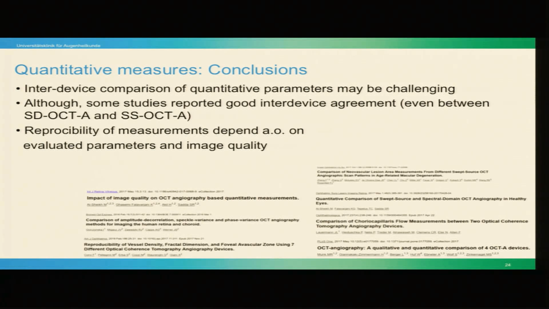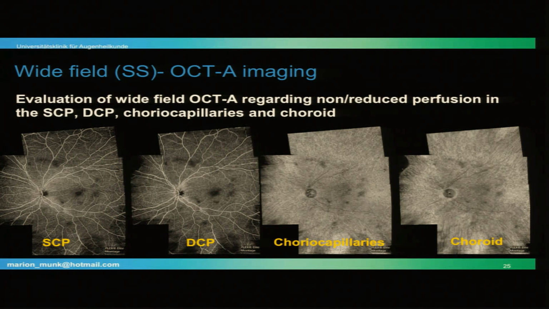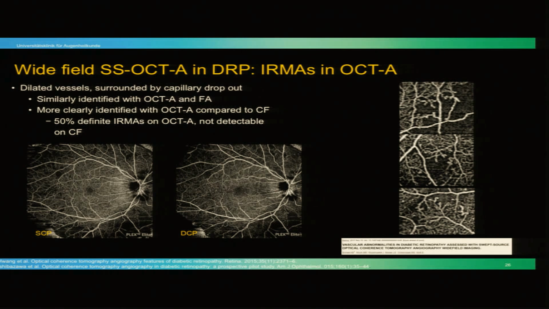So in terms of their quantitative measurements, we can say that the inter-device comparison of the quantitative parameters may be quite challenging, at least right now, although some studies have reported good inter-device agreement. And the reproducibility of the measurements depends, among others, on the evaluated parameters and on the image quality. And as I still have a little bit of time, I want to go into detail a little bit on wide field OCT-A images, because I think it's a very intriguing modality.